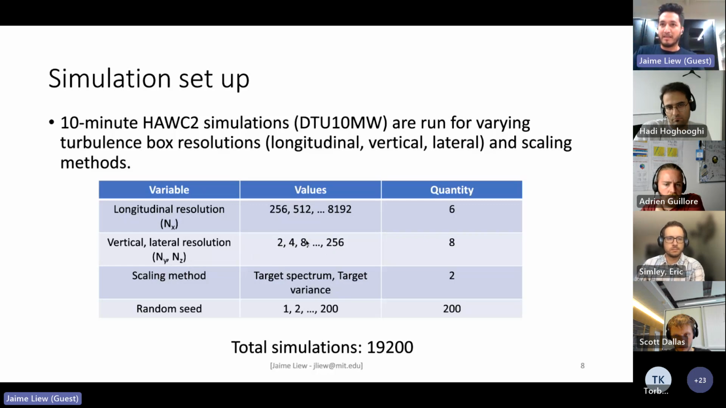I also ran each of these resolutions with two different scaling methods, the target spectrum and the target variance method. And for every single combination, I ran the simulation 200 times, so 200 stochastic seeds for every single combination of these. So in the end, I had just under 20,000 simulations.